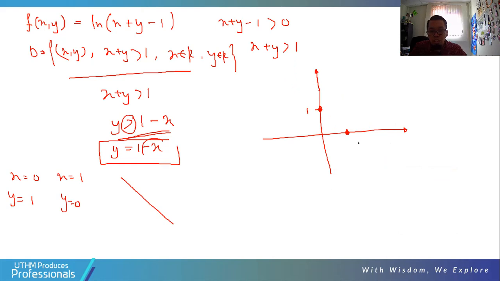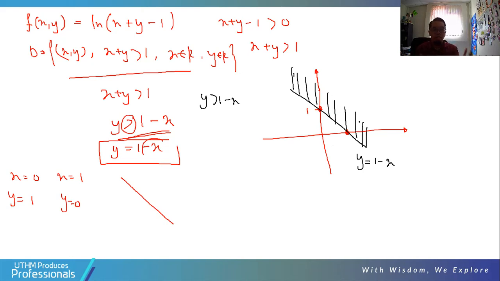So this is the line. Line ni adalah y sama dengan 1 tolak x. Okay, this is the line. So the domain they said y larger than 1 minus x. This one equal. Okay, kalau larger mestilah bahagian atas. So domain dia adalah here. This is the domain. Yang saya hex ni adalah dia punya domain. That's all. This is the way how you sketch the domain.